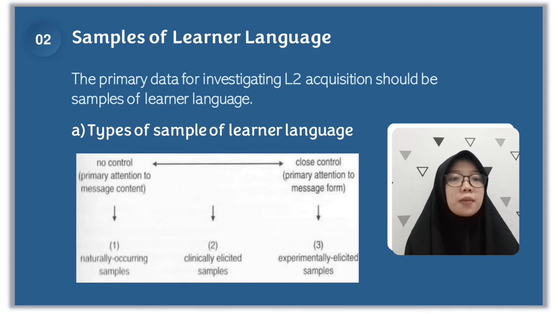And such examples can be oral or written. In the case of oral samples, researchers will need to video or audio record the performance. And the other two methods involve elicitation. It means the use of specially designed instruments to obtain production samples from the learner.